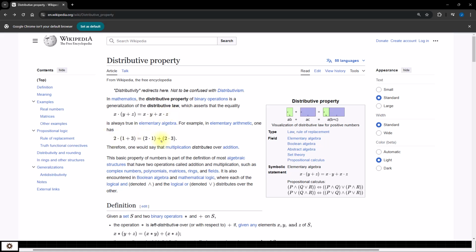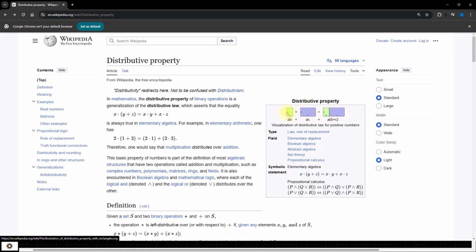And here is an example with numbers. So we have 2 times 1 plus 3 in brackets. Apply the distributive property, we get 2 times 1 here and 2 times 3 here with the addition in the center. Over here we have the visualization using area.